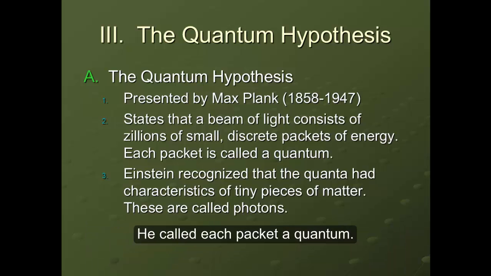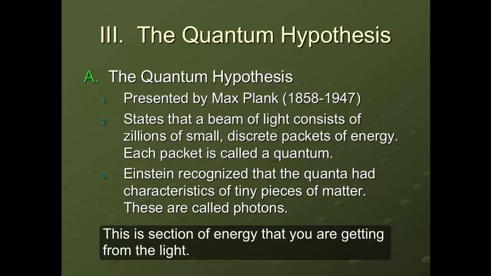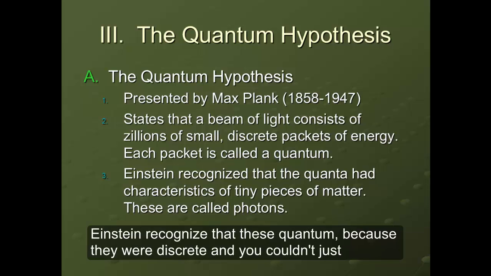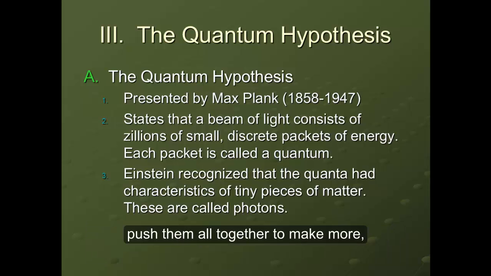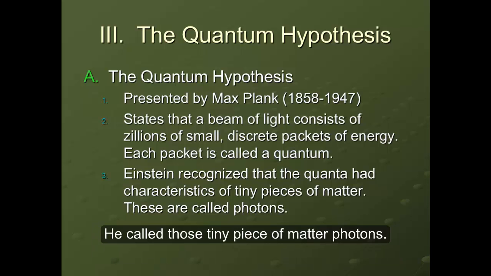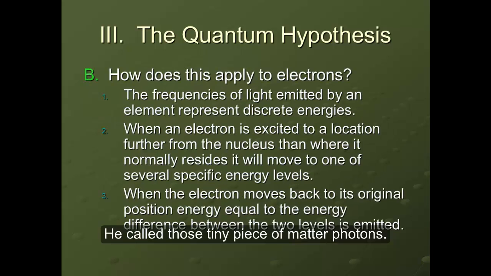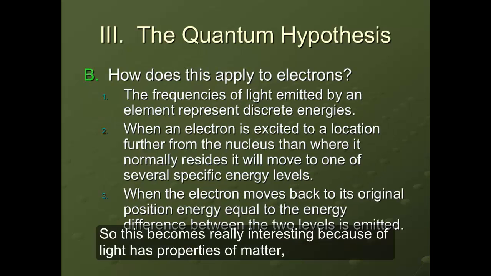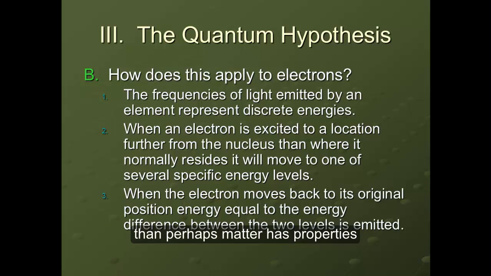So he called each packet a quantum. It was this section of energy that you were getting from the light. Einstein recognized that these quanta, because they were discrete and you couldn't just push them all together to make more, were tiny pieces of matter, smaller than we can see, and he called those tiny pieces of matter photons. So this becomes really interesting, because if light has properties of matter, then perhaps matter has properties of light.